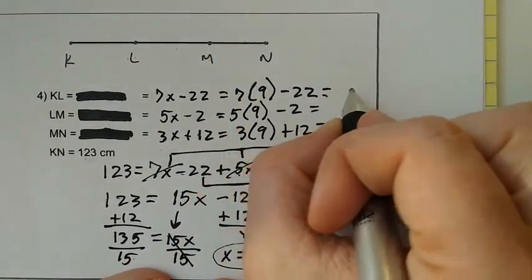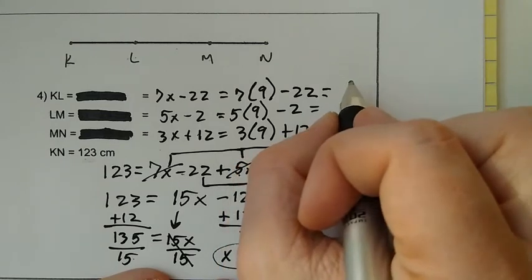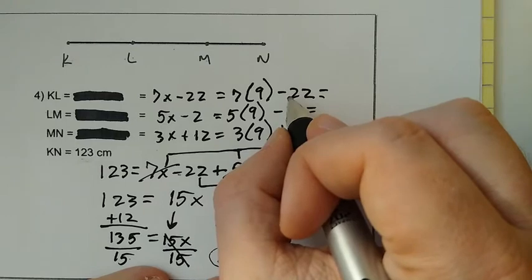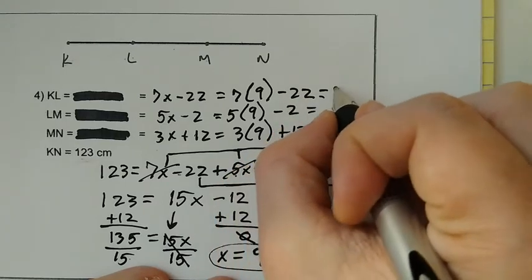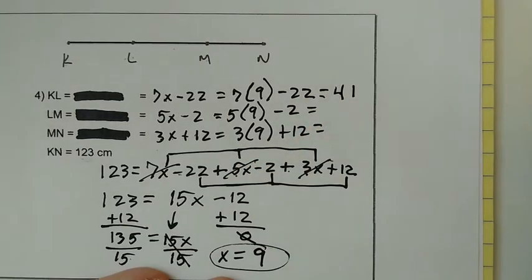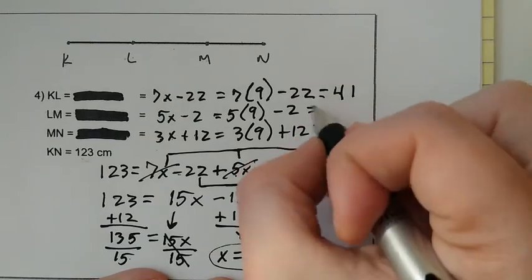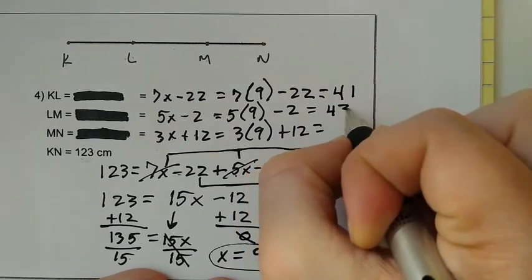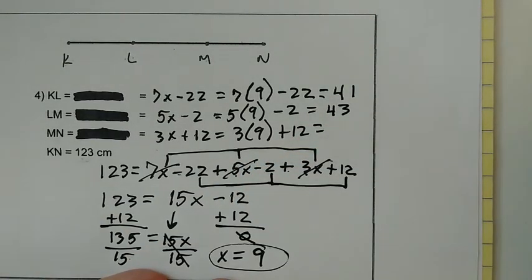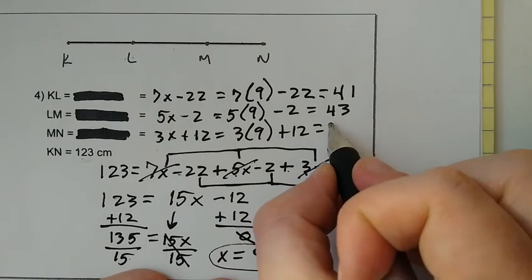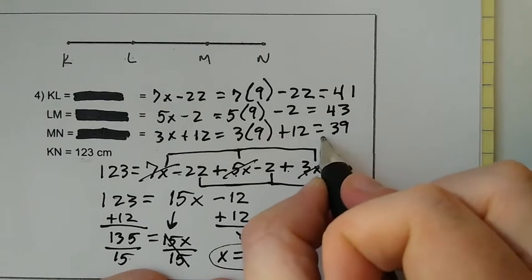7 times 9 gives us 63. 63 minus 22 gives us 41. 5 times 9, 45. Minus 2 gives us 43. 3 times 9 is 27. 27 plus 12 gives us 39.